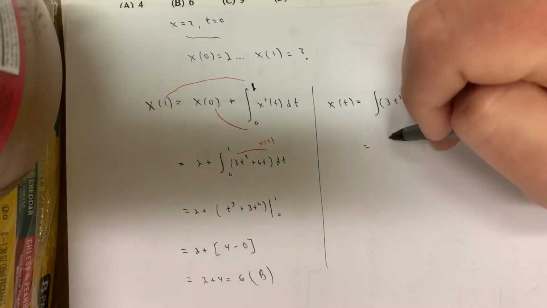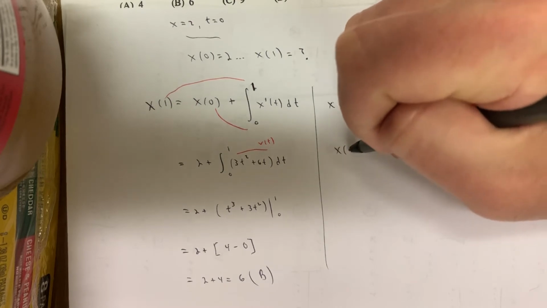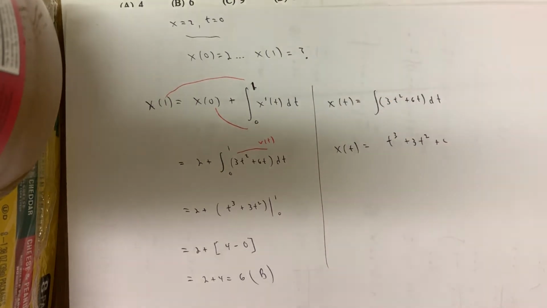Okay, you're going to end up with t cubed plus 3t squared, but then you have a plus c, right? And that's not enough to plug in 1 and get what position is equal to.